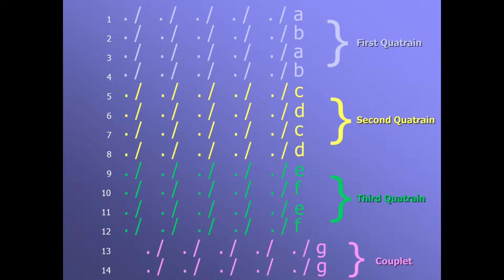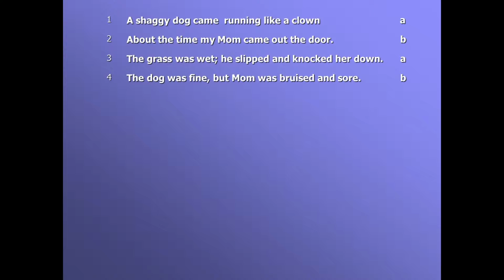I'm going to show you something here that we can read in strict iambic pentameter. A little kid's thing. A shaggy dog came running like a clown. About the time my mom came out the door, the grass was wet. He slipped and knocked her down. The dog was fine, but mom was bruised and sore. So that's iambic pentameter, and little kids' rhymes are read that way.